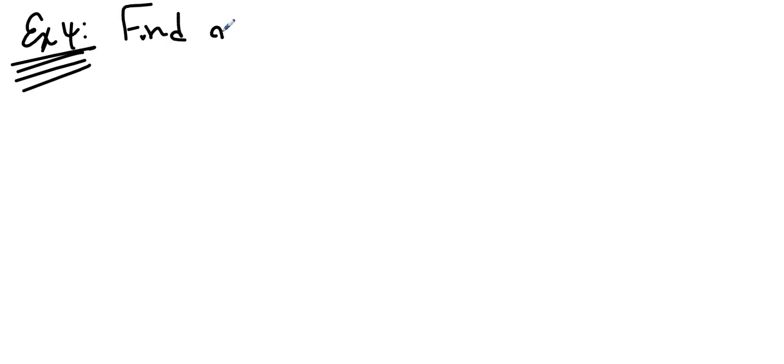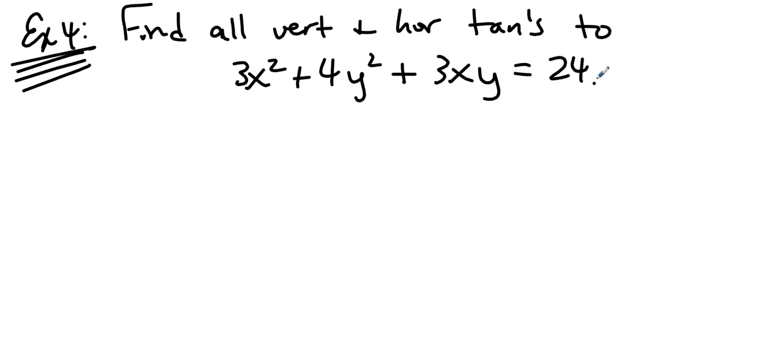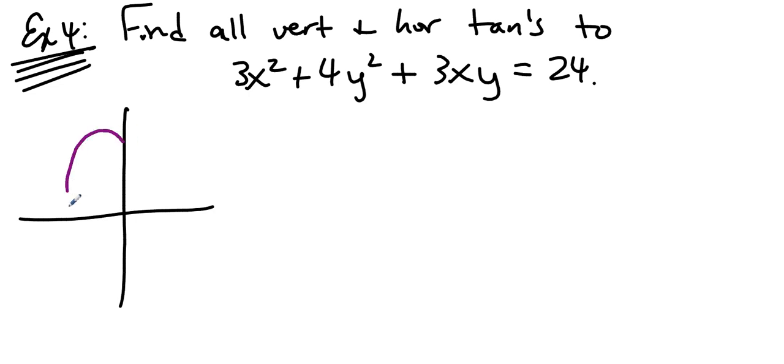One more. Let's find all vertical and horizontal tangents to 3x squared plus 4y squared plus 3xy equals 24. And we know that there are vertical and horizontal tangents because we can graph this, and it looks kind of like an egg. There are definitely places where there are horizontal tangents, and there are definitely places where there are vertical tangents.